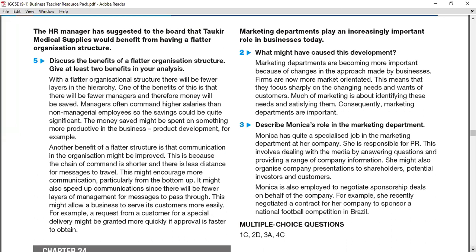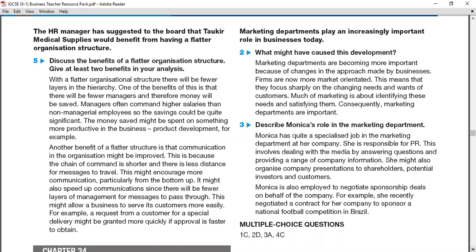This is because the chain of command is shorter, and there is less distance for messages to travel, and this might encourage more communication, particularly from the bottom up. It might also speed up communications, since there will be fewer layers of management for messages to pass through.